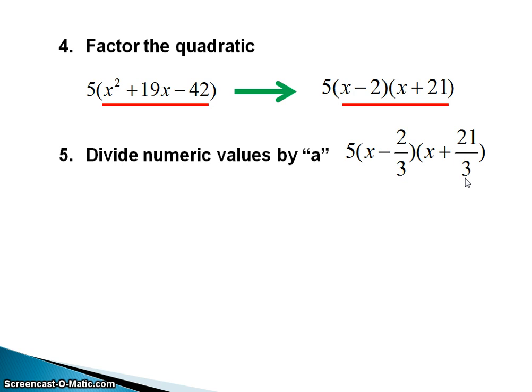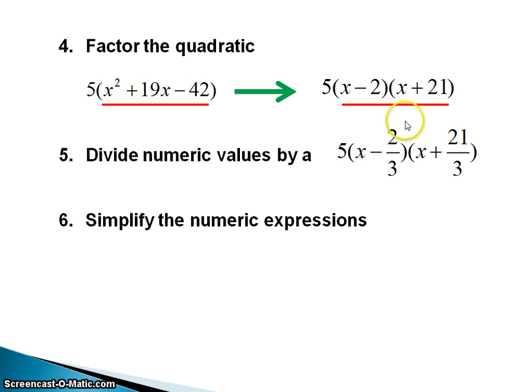You can probably guess that step 6 is to simplify these expressions. Now, as you can see, 2 cannot be divided evenly by 3, so that is in its most simplified form. However, 21 divided by 3 is 7. So we simplify these numeric expressions.